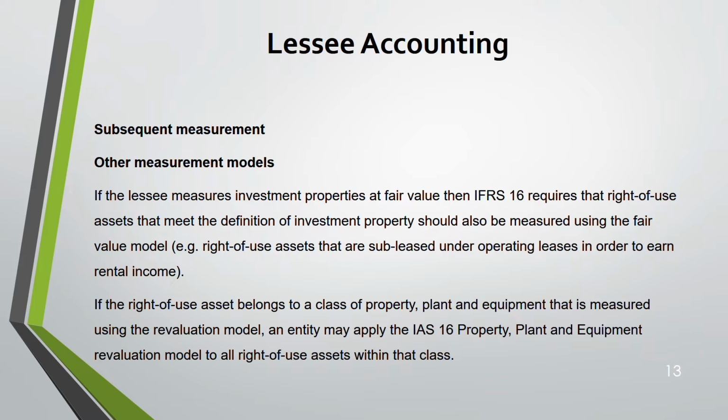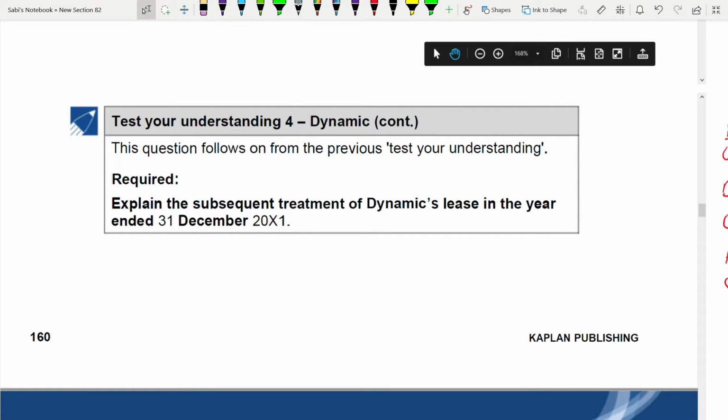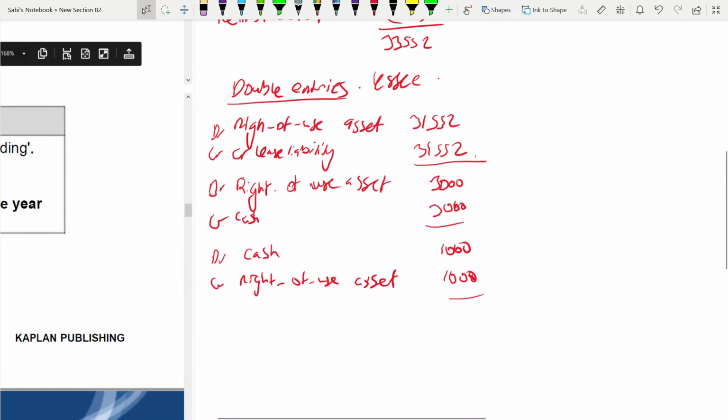Okay, let's do a question. Test understanding 4. This question follows from the previous test understanding, that means test understanding 3. Explain the subsequent treatment for the year ended 31st December 2001 for Dynamics, the lessee. I have the answer for test understanding 3 already with me. Now, what do you have to do? Subsequent measurement. On your lease liability, you have to calculate interest, finance cost.